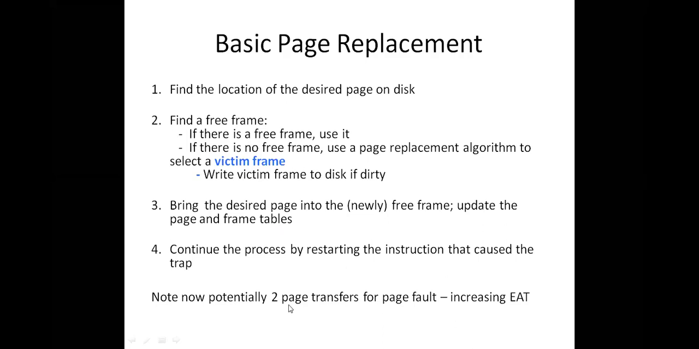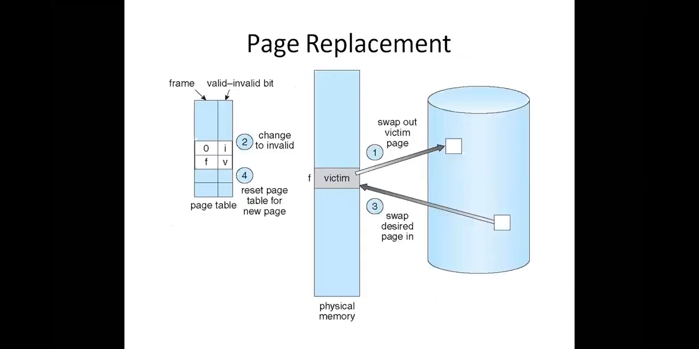So now, potentially two page transfers for a page fault, increasing the effective access time. That means in order to continue the execution, if you require more than one page, it automatically increases the access time. Why? Because you need to bring two pages from the main memory.